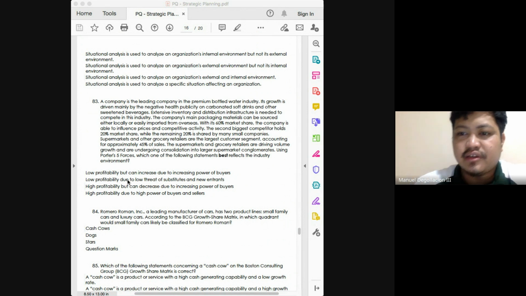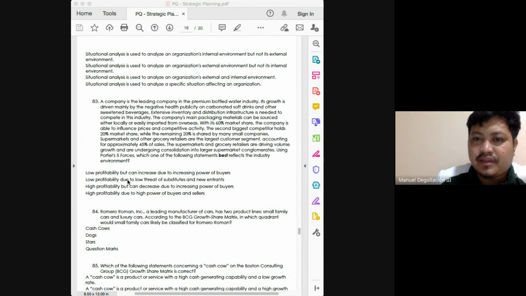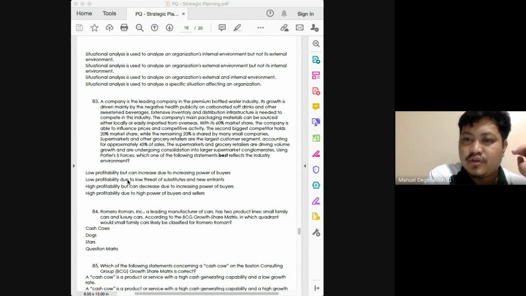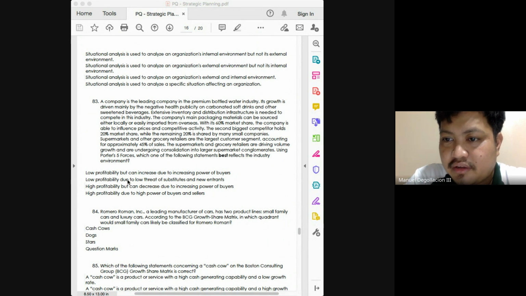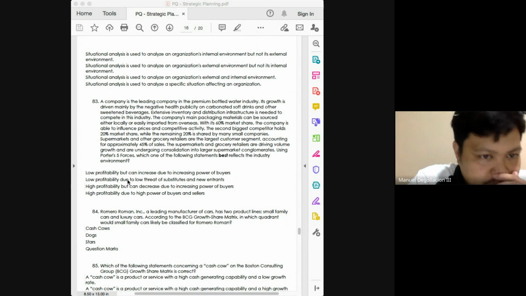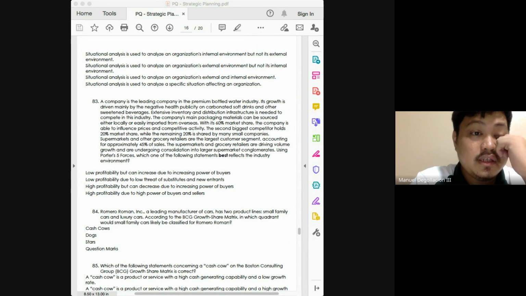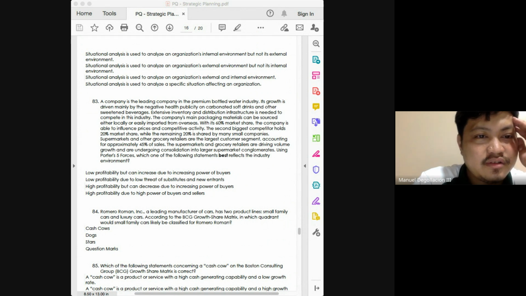Supermarkets and other grocery retailers are the largest customer segment, accounting for approximately 45% of sales. The supermarkets and grocery retailers are driving volume growth and are undergoing consolidation into larger supermarket conglomerates. Using Porter's five forces, which of the following statements best reflects the industry environment? So here, obviously, there's a high profitability. So the first and second choice are out.